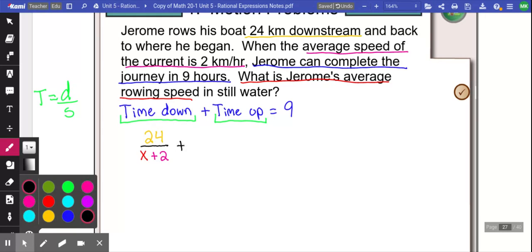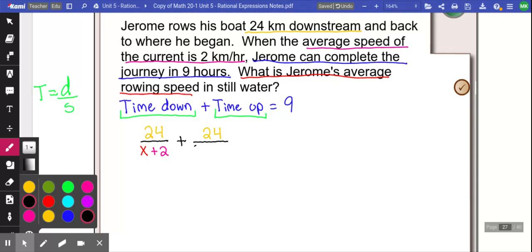Then I add my time upstream. My time upstream, well, the distance is the same, so it's 24 divided by the speed upstream. We still don't know speed, so it's x. But this time, instead of plus 2, because I'm coming back upstream, it's actually minus 2. And that equals 9.